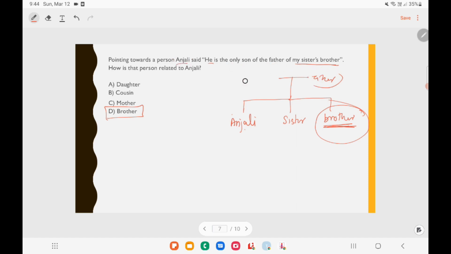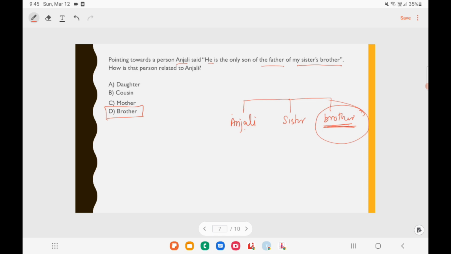Then Anjali is talking about someone, and Anjali is saying my sister's brother. So just think about your sister, think about your brother, then your father, then his son. If you think from your own family's perspective, then it will be very easy for you to answer this question, because if you think like that, you will get a person in your family and you know how he is related to you. So then you can solve this question very easily.